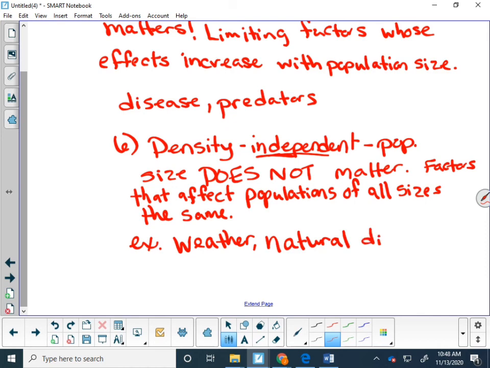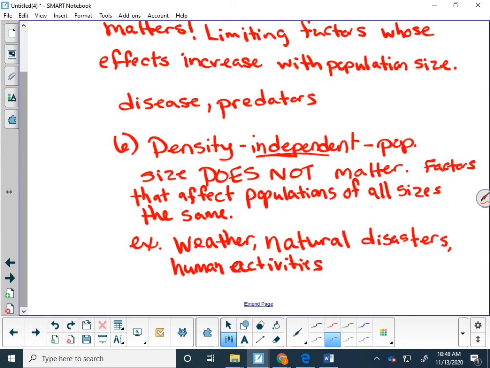So weather is a big one. Unseasonably hot or cold seasons. It can be extreme drought or extreme rainfall. Those are examples of weather. Natural disasters, hurricanes, tornadoes, mudslides can wipe out an entire plant population, for example, regardless of the size. And then the last one is human activities. When we come in and we clear out areas, for example, if I want to clear out a forest to build an apartment complex, it doesn't matter how many organisms are living in that area, all those populations are going to lose their living space.